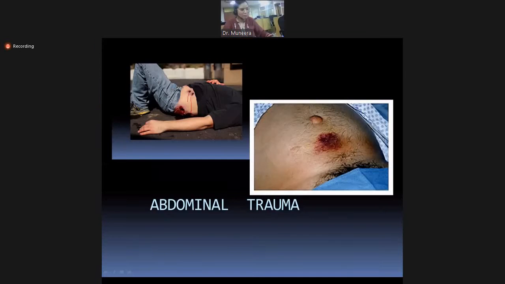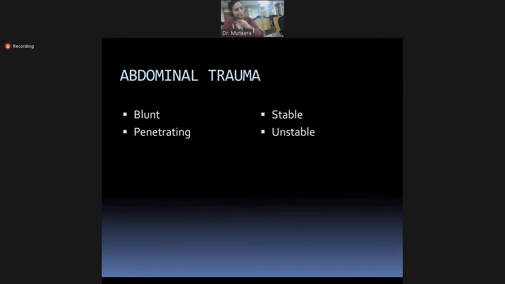So coming now to abdominal trauma. This abdominal trauma can be either blunt or penetrating. On top of that, we can further classify whether it's stable or unstable trauma. Stability will be determined on the basis of hemodynamics. Hemodynamics means what is the pulse of a patient, what is the blood pressure, what is the oxygen saturation, what is the level of consciousness, and what is the respiratory rate of a patient, right? This tells you the stability. If these vitals are within the normal range, then the patient is stable. And if these vitals are not in the normal ranges, then we call it an unstable patient, right?